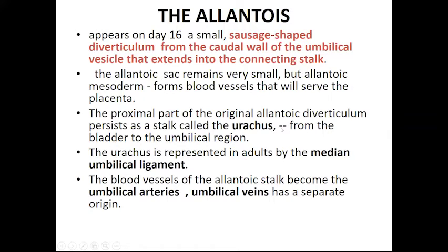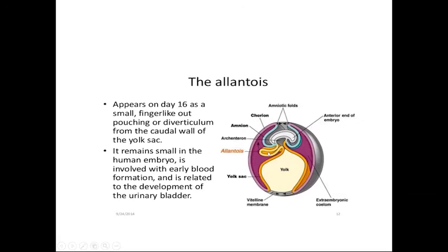The urachus is the remnant developing from the bladder to the umbilical region. In adults it becomes fibrotic, and it is called the umbilical ligament. But if this umbilical ligament does not form, it stays patent. There is a lumen in this urachus, and because it has a communication between the umbilicus and the developing urinary bladder, urine may flow out from the umbilicus. The blood vessels of the allantoic stalk become the umbilical arteries and vessels, and have a separate origin. This is going to develop in the region which will develop as the connecting stalk.